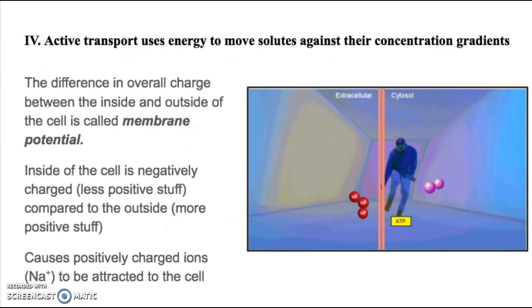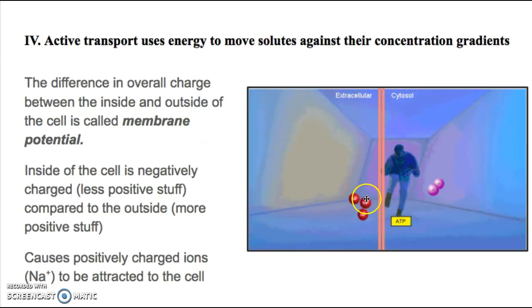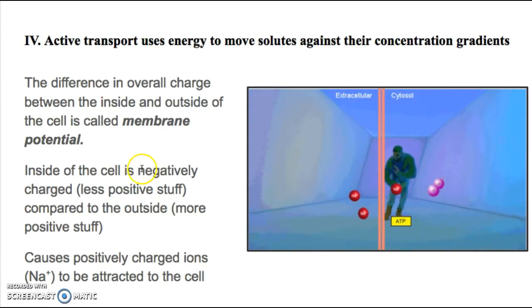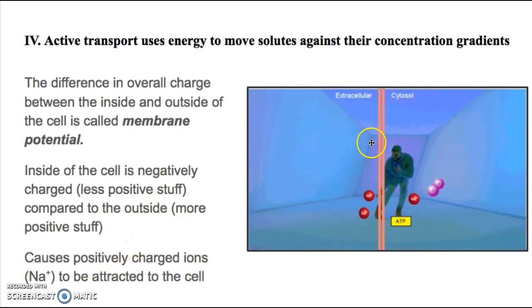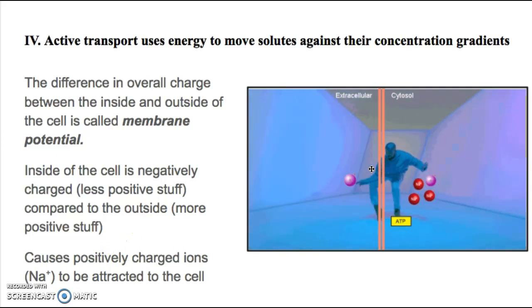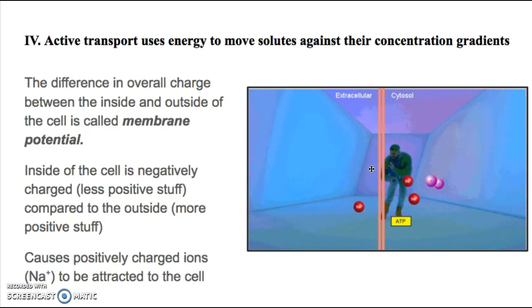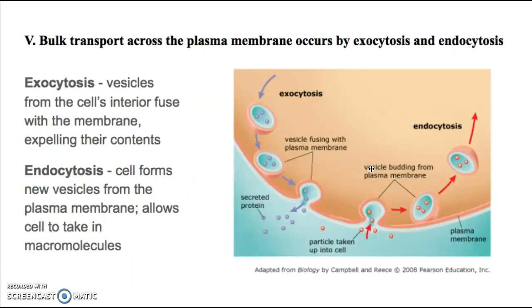Right, so the difference in overall charge between the inside and the outside of that cell is called a membrane potential, in which the sodium is being sent across on this side, and then we've got potassium pumping across this side. So that difference in charge causes these sodiums also to be attracted to the kind of negative inside of the cell, so they will gather up and that will store a membrane potential. It will be like a charge.